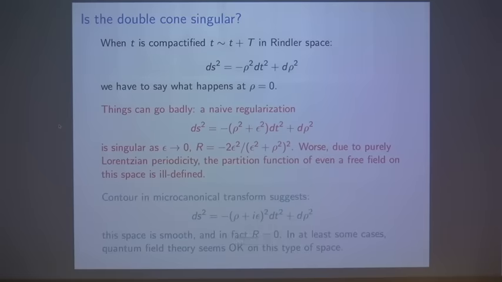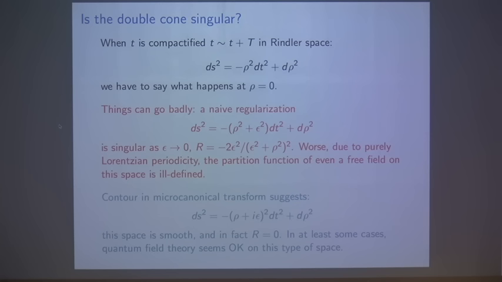However, the contour that we discussed in the microcanonical transform that defined the quantity y suggests a different kind of regularization of this double cone, where we replace rho by rho plus i epsilon. And this space is smooth. The curvature is 0. And although we don't really know whether quantum field theory, or more ambitiously string theory, can be defined on this space in general, and actually for reasons I might not have time to discuss, we hope the answer is no. Anyhow, at least in some cases, quantum field theory seems to be okay on this type of space.